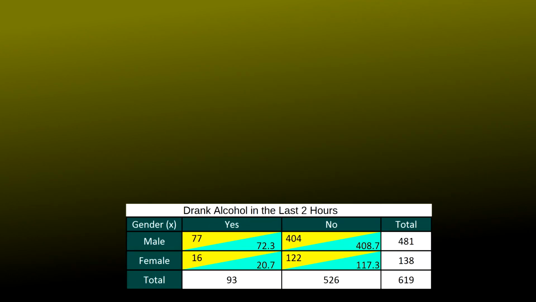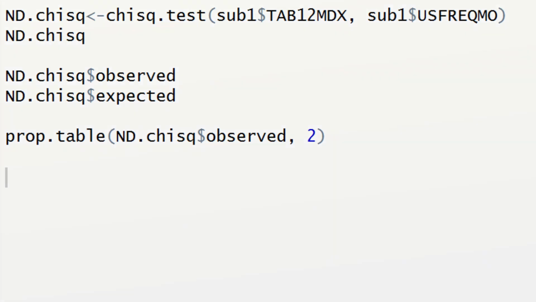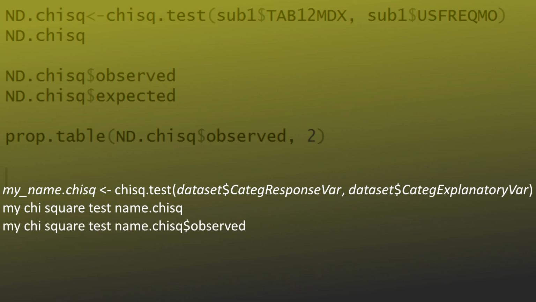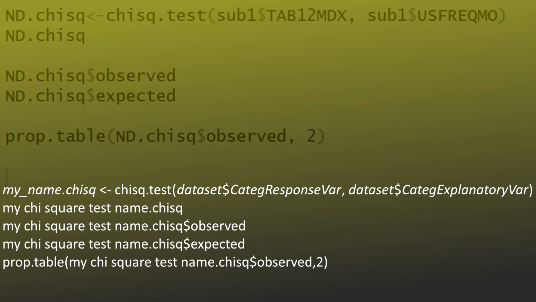The R syntax for performing a chi-square test of independence is: my chi-square test name.chisq, assignment arrow, chisq.test(dataset$categorical response variable, dataset$categorical explanatory variable). Then: my chi-square test name.chisq, my chi-square test name.chisq$observed, my chi-square test name.chisq$expected, prop.table(my chi-square test name.chisq$observed, 2).